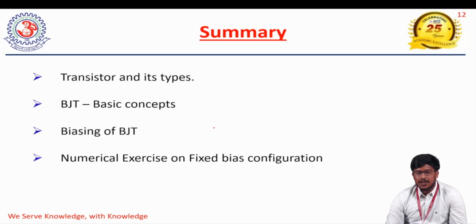But in this case, the application we are concentrating on is amplification, so we need to operate the transistor in the active region. That comes under the biasing concept. We have different types of biasing, like fixed bias configuration, voltage divider bias configuration, emitter stabilized bias configuration, collector to base bias configuration, and so on. Also in this session, we have seen one problem on fixed bias configuration, and we have derived the equations with respect to the operating point for fixed bias configurations.